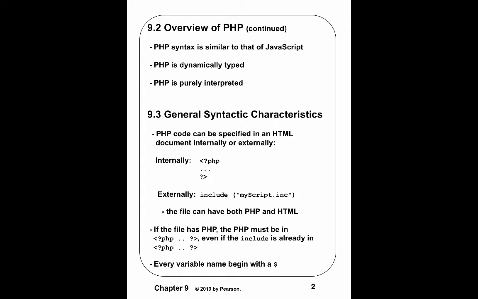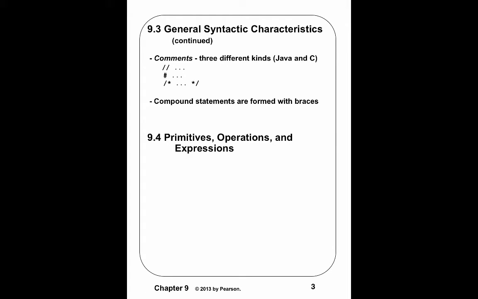Now every variable name begins with a $ sign, so this is pretty unique for PHP. Unlike in JavaScript, unlike in Java, any names of variables, if it's going to be a variable, has to be preceded with a $ sign. You can include comments within your PHP code in a typical way, just like Java and C.